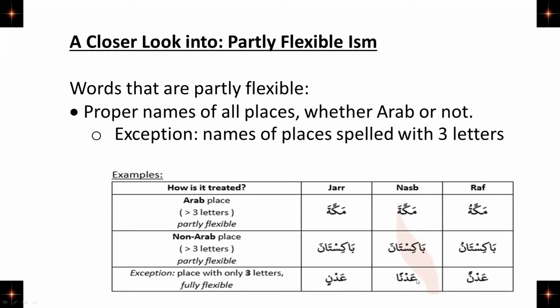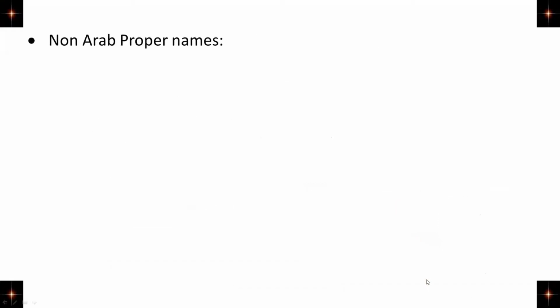Why is it fully flexible, though it is the name of a place? Because it has 3 letters. Another ruling says the middle one must be silent. So 3 letters with the middle one being silent: any ism in this form would be fully flexible, regardless of it being Arab or non-Arab.